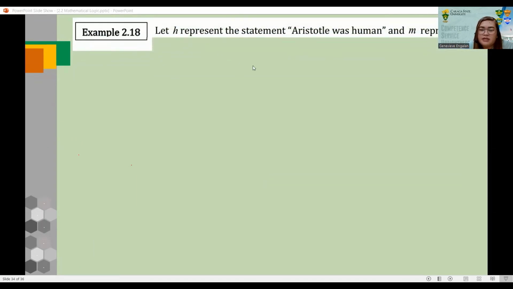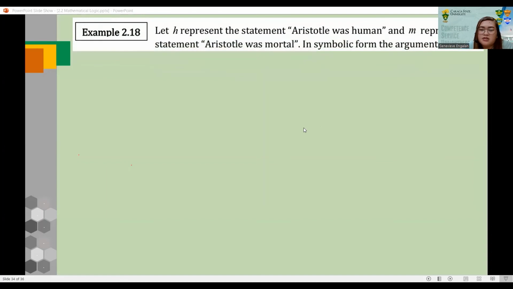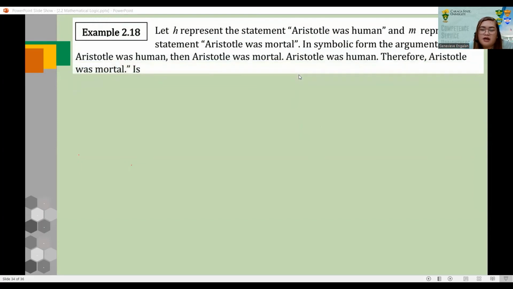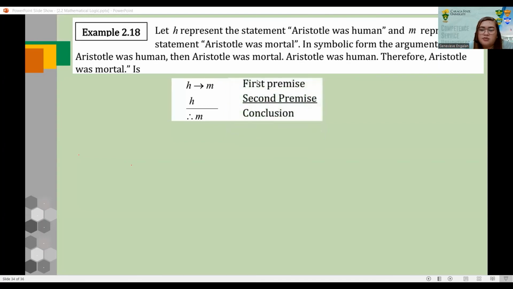Okay, let H represent the statement Aristotle was human, and M represent the statement Aristotle was mortal. So, in symbolic form, we have: if Aristotle was human, then Aristotle was mortal. Aristotle was human. Therefore, Aristotle was mortal. So, H implies M. Then H, therefore M. This is our first premise and second premise, and this is our conclusion.